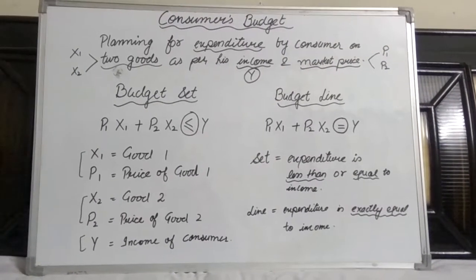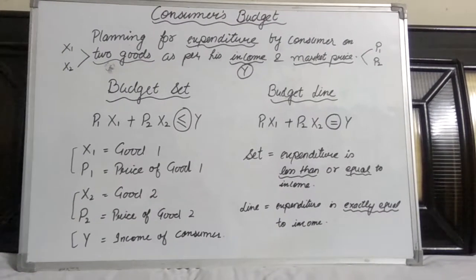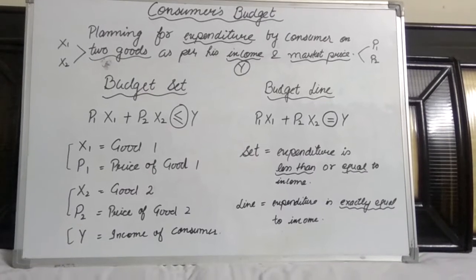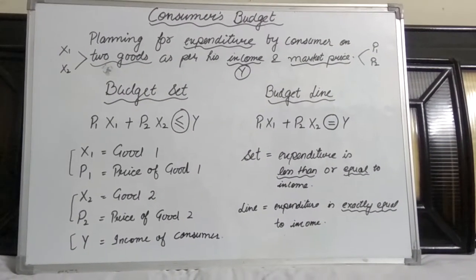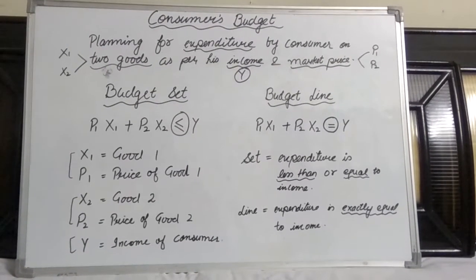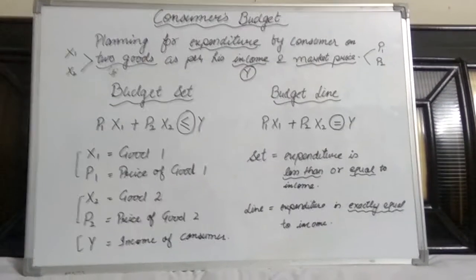The very first is two goods, that is good X1 and X2. Income of the consumer is denoted by capital Y and market prices of the two goods are termed as P1 and P2. So here we have these five parameters with us to create consumer's budget.